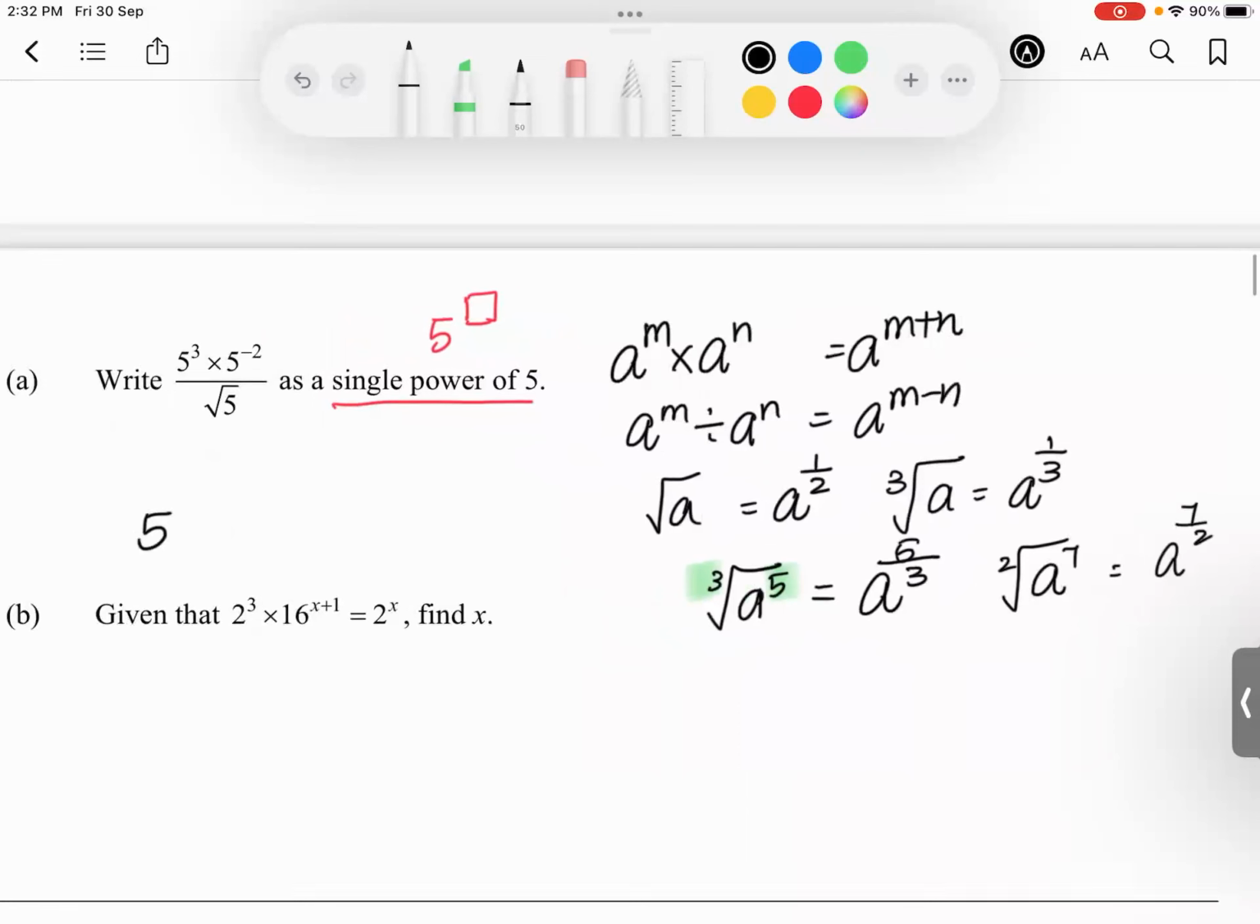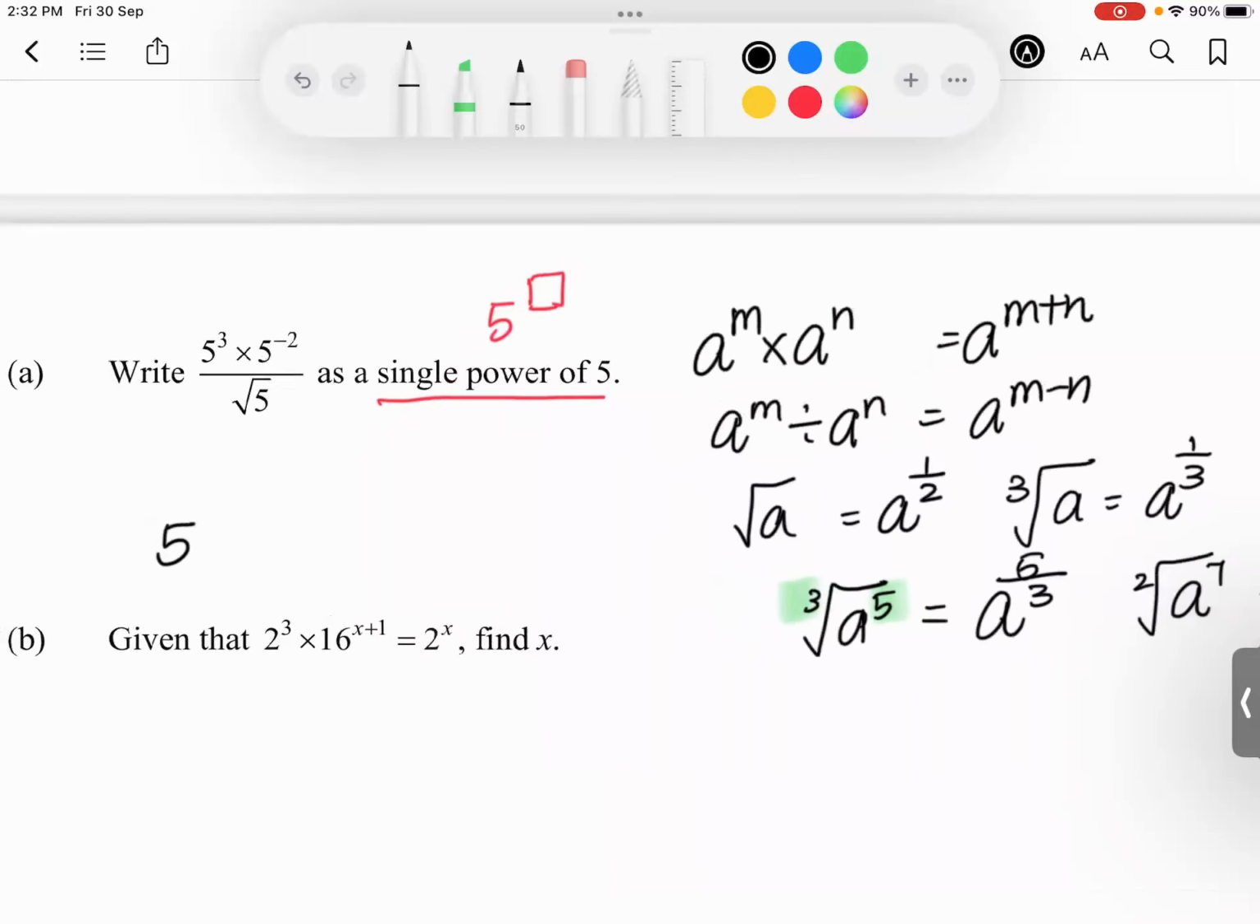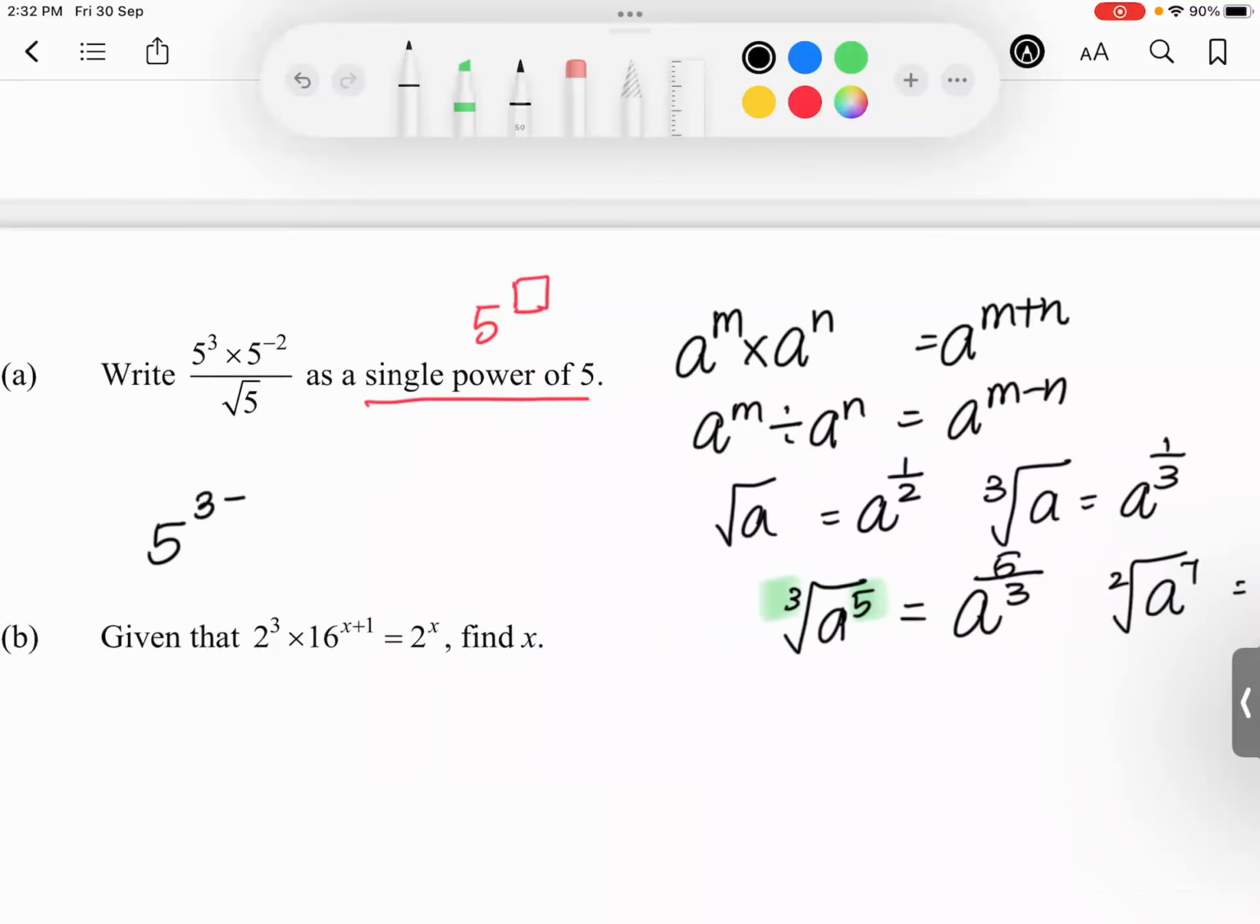Okay, next thing, now let us work out the expression, the power. When we have multiplication, the powers add up to each other. So it's 3 plus -2. When we have division over here, the power is minus. And this one, square root 5, square root is power half. Okay, so this one, you just merely use your calculator.